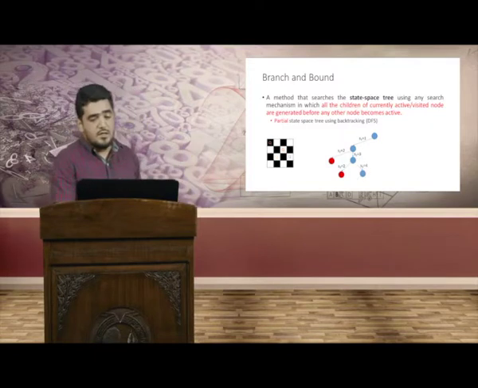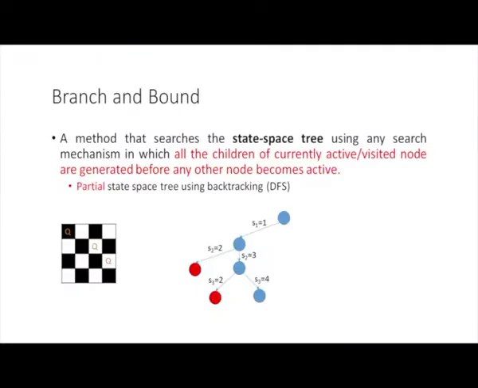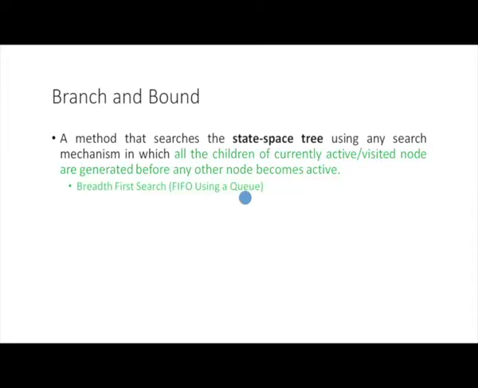Again, as you can see, another node is created, but its parent has not yet been completely explored. So this is not what we do in branch and bound. This is again following the DFS, depth first search scheme in backtracking. But branch and bound follows a breadth first strategy to find the solution in the state space tree.